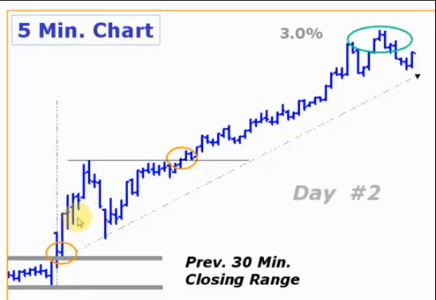We get the stock price moving in our favor. It kind of hits a little plateau here. It pulls back a little bit, trades higher. We end up with a flat top, and then this is what I call a flat top breakout. There was another entry point there, down here above the previous day's closing range. The high was intraday 3%.